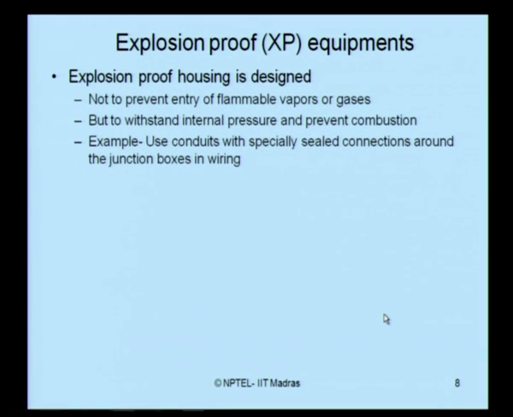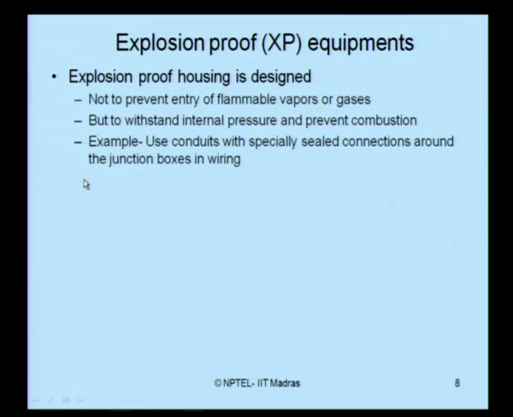When we look at the prevention measures using what we call explosion proof equipment, the explosion proof housing can be designed not to prevent entry of flammable vapors or gases. You can also design an explosion proof housing to withstand internal pressure and to prevent combustion.